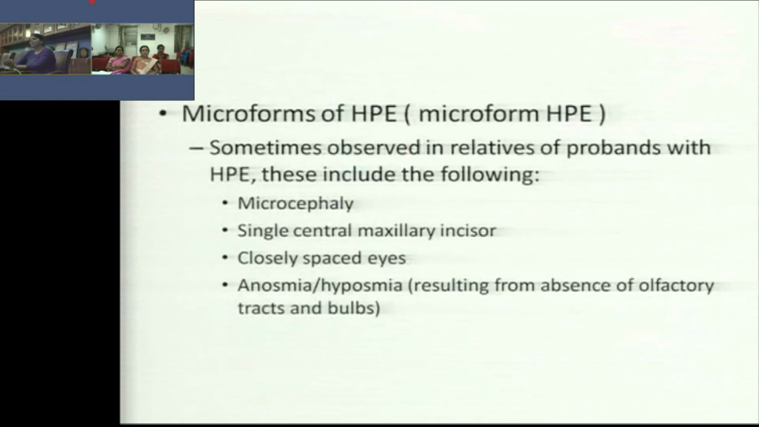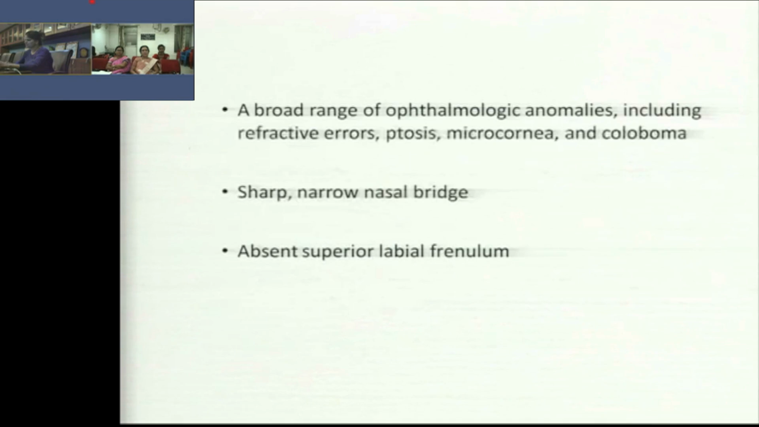The other forms are the microforms, which are important. Sometimes these are observed in relatives of the proband. When we look closely at the parents or siblings, we may find they also have some form which was otherwise missed. On close observation, they can have microcephaly, single central maxillary incisor, closely spaced eyes, anosmia or hyposmia resulting from the absence of olfactory tracts and bulbs, or a broad range of ophthalmologic abnormalities including ptosis, microcornea, and coloboma. These should be looked for when examining a proband, and relatives like parents and siblings should also be checked for these microforms of HPE.